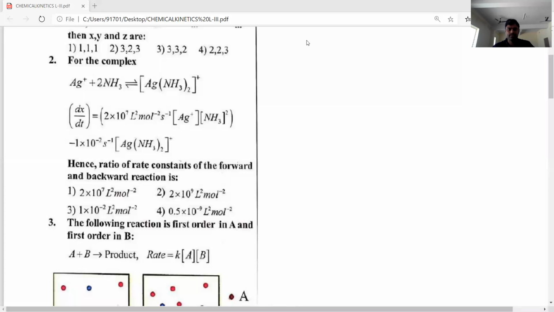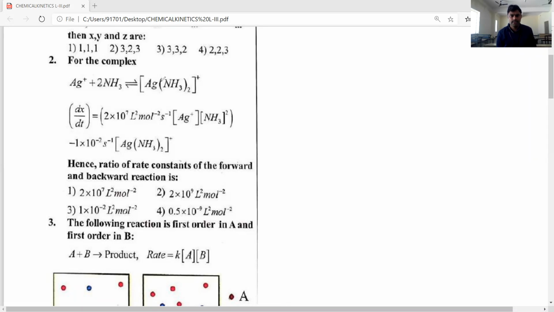Okay, listen dear students. It's very easy. Already the first question we discussed yesterday. Let's see the second question. Now they gave one complex reaction, a complex formation. What is that?